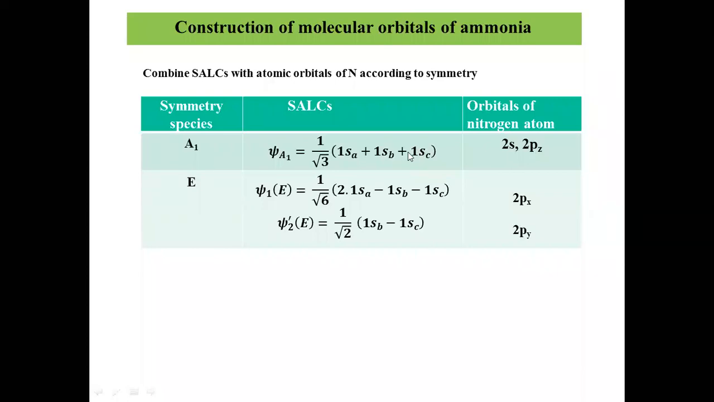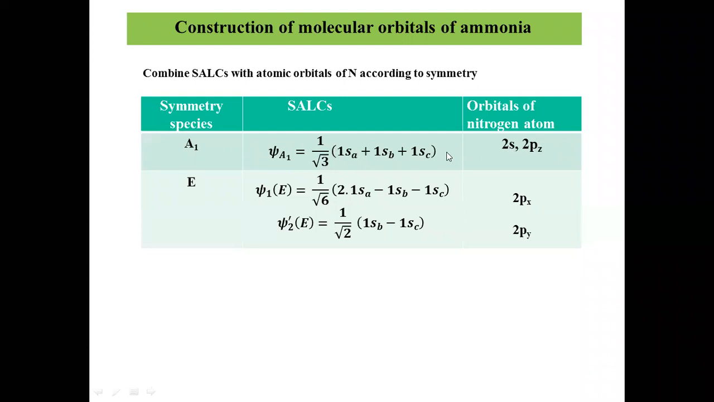So this is A1 type, and then 2s, 2pz. So I will be forming the molecular orbital of A1 type, taking a linear combination of this: C1 into this, plus C2 into this, plus C3 into this, 2pz. Right? Then exactly the way we have discussed for the previous molecule, like the water molecule, we are going to get 3 MOs from 1 SALC and 2 atomic orbitals.